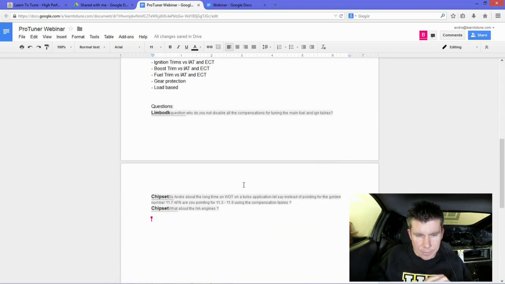We've got a couple there. Okay, so Limbo's asked, why do you not disable all of the compensations for tuning the main fuel and ignition tables? Okay, so particularly let's look at intake air temperature for example.